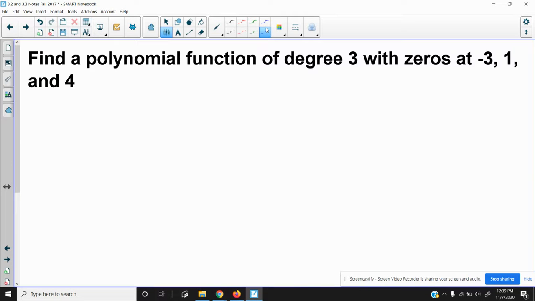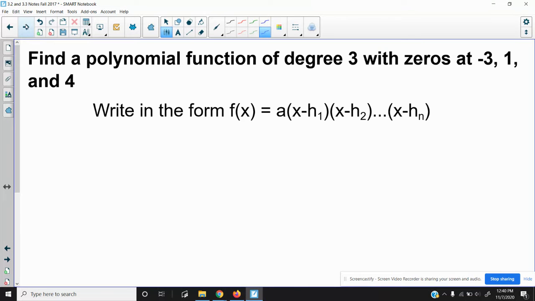We're going to look at a couple of examples of finding a polynomial function of a certain degree with a given number of zeros. So this one is degree 3. That means I have 3 zeros or 3 factors, and it tells me what the zeros are. So the first thing I want to do is write my polynomial in the form f of x equals a times x minus h1 times x minus h2, etc.